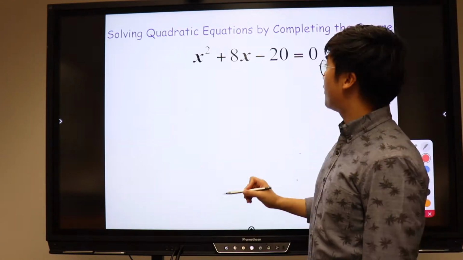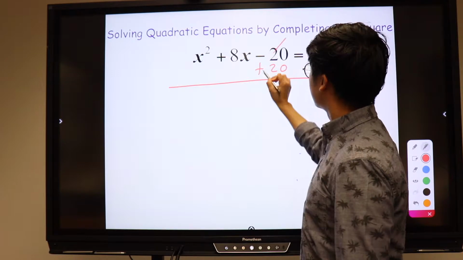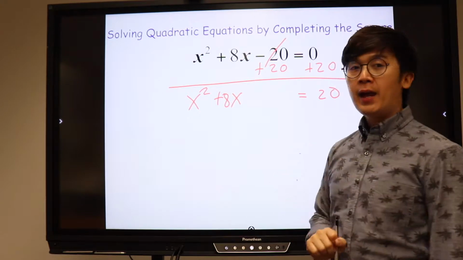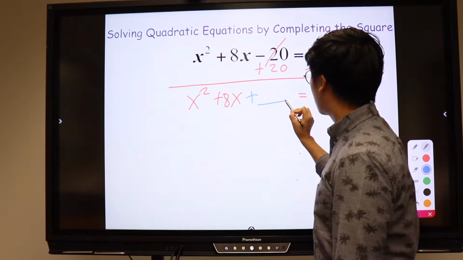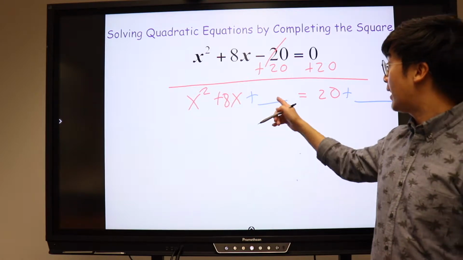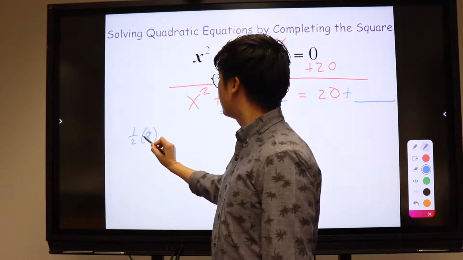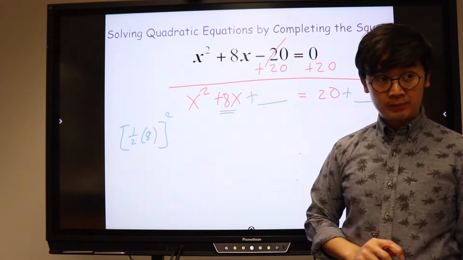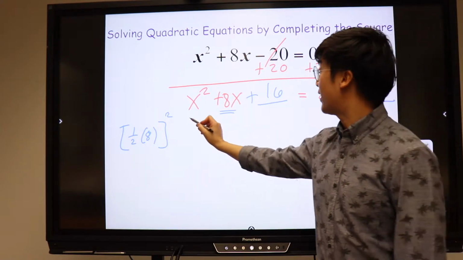To complete the square, the first thing that you need to do is to get rid of the constant. And then after that, you're going to start completing the square by adding the constant here and the constant there that will complete the square. And what is the constant I'm looking for? It's half of 8 and you square it. What's half of 8? 4. What's 4 squared? 16. And now you have a perfect square trinomial.